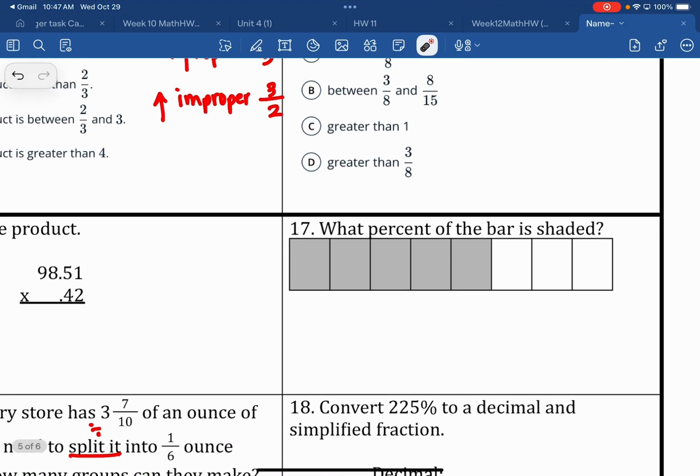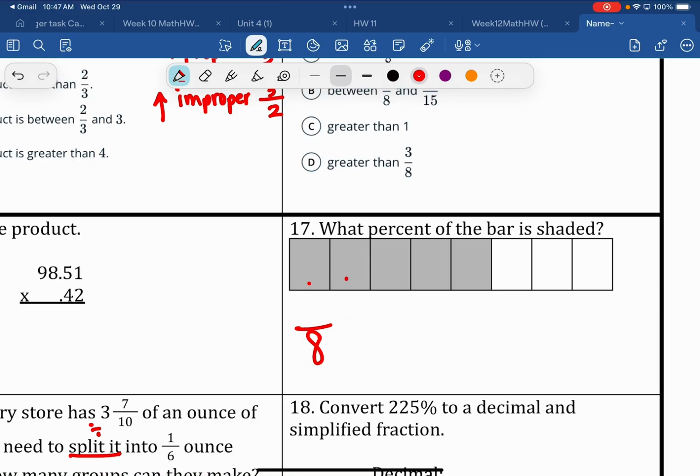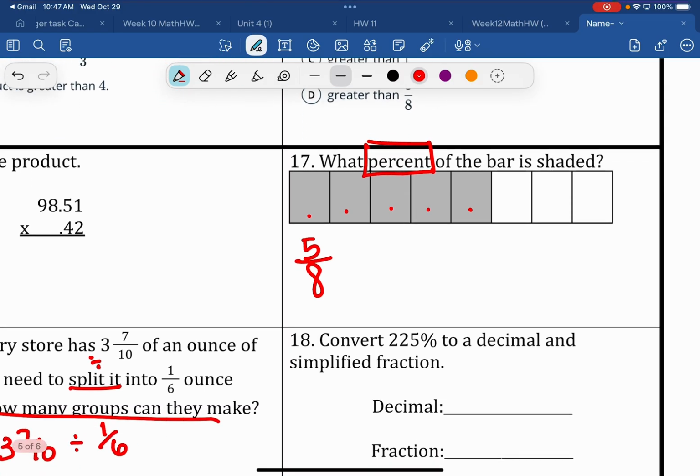What percent of the bar is shaded? So I count how many pieces I have. 1, 2, 3, 4, 5, 6, 7, 8. I have a bar with 8 sections, and 1, 2, 3, 4, 5 of those are shaded. I have my fraction, and so many people are leaving it like that. It's wrong. Box percent, because I want the percent. And then move your decimal.